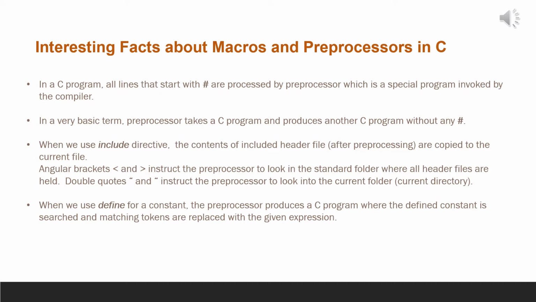When we use include directive, the contents of the included header file after processing are copied to the current file. Angular brackets instruct the preprocessor to look in the standard folder where all header files are held. And double quotes instruct the preprocessor to look into the current folder, that is the current directory. When we use define for a constant, the preprocessor produces a C program where the defined constant is searched and matching tokens are replaced with the given expression.